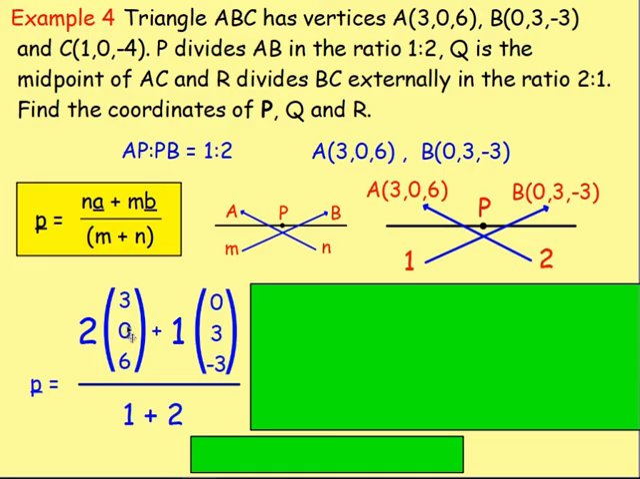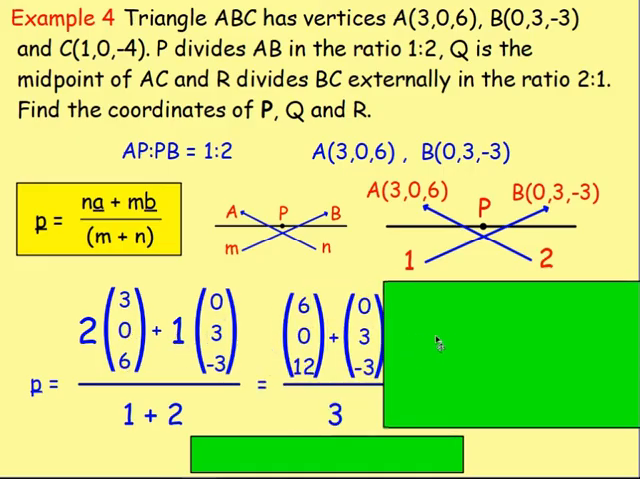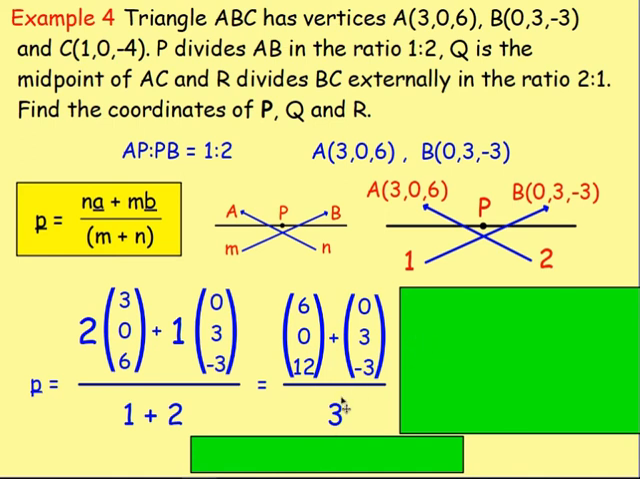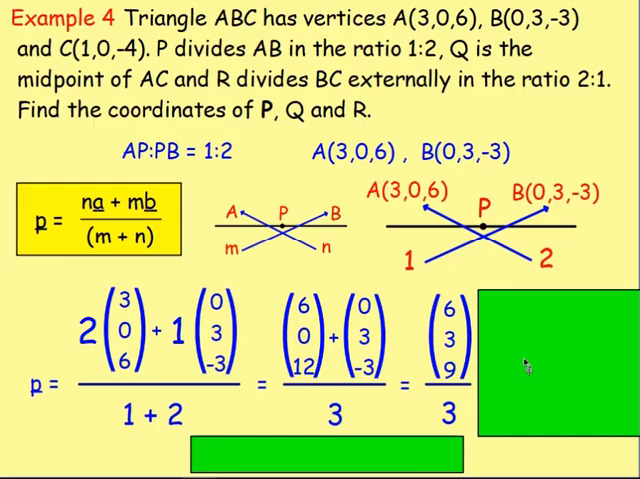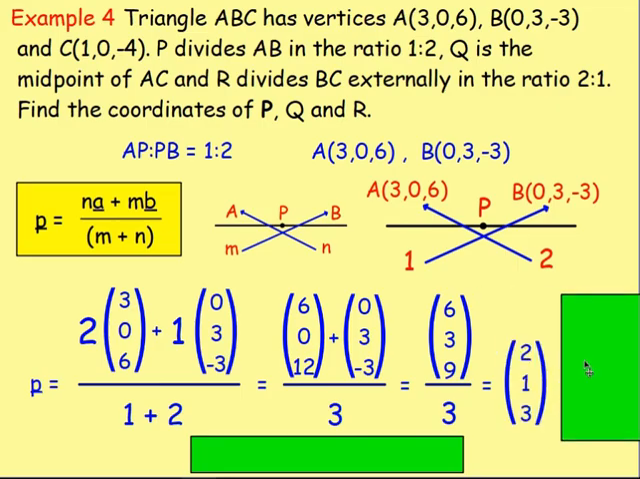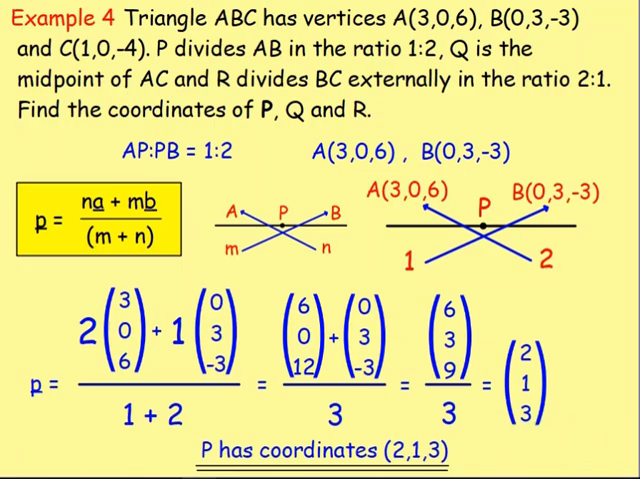From there, 2 times 3, 2 times 0, 2 times 6, 1 times 0, 1 times 3, 1 times -3 will give us these 2 vectors. We're still dividing by, well, that gives us 3. From there, add the vectors together, we get 6, 3, 9, and we're dividing by 3, or multiplying by 1/3. Multiply each of the numbers by 1/3, or divide them by 3, will give us 2, 1, 3. So that is position vector P. We are asked for the coordinates though of P, so the coordinates would be 2, 1, 3! Woo! And that is your answer.